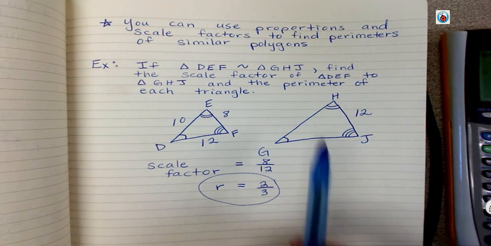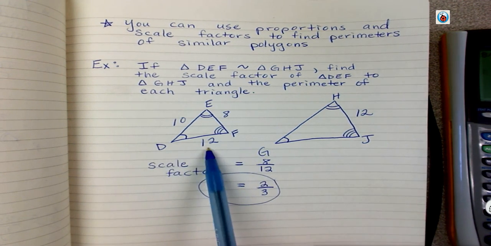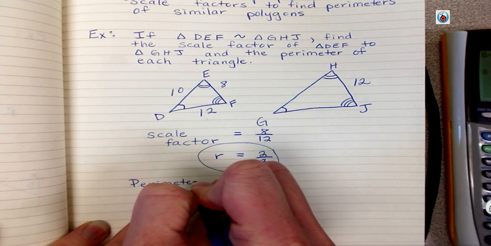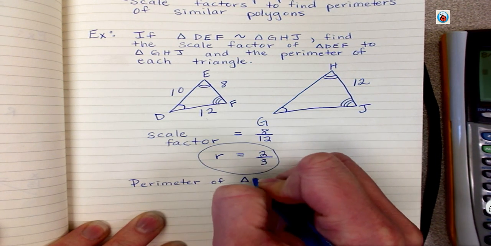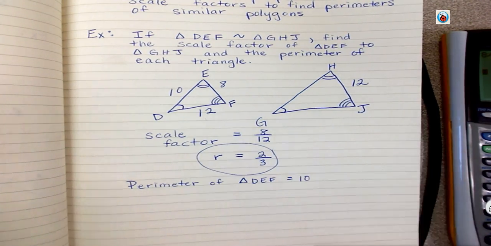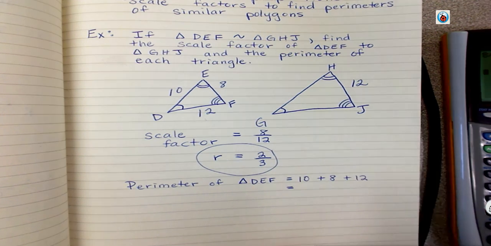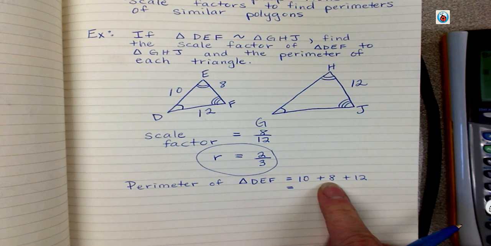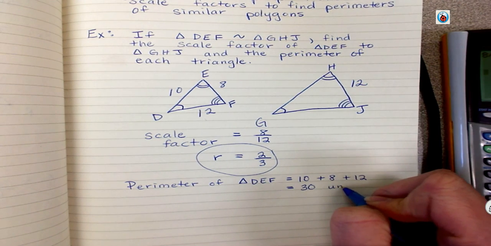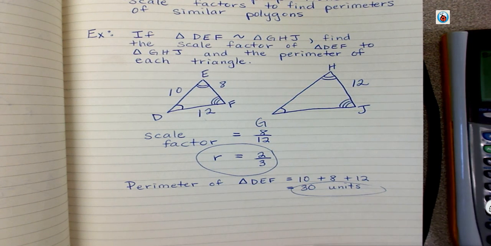Now, I also want to know the perimeter of each triangle. So we kind of have to remember back, perimeter is the distance around a triangle. So if I want the perimeter of triangle DEF, I just add up all the sides. 10 plus 8 plus 12. Well, 10 plus 8 is 18. 18 plus 12 gives us 30. So that perimeter is 30 units. So that's one of them.